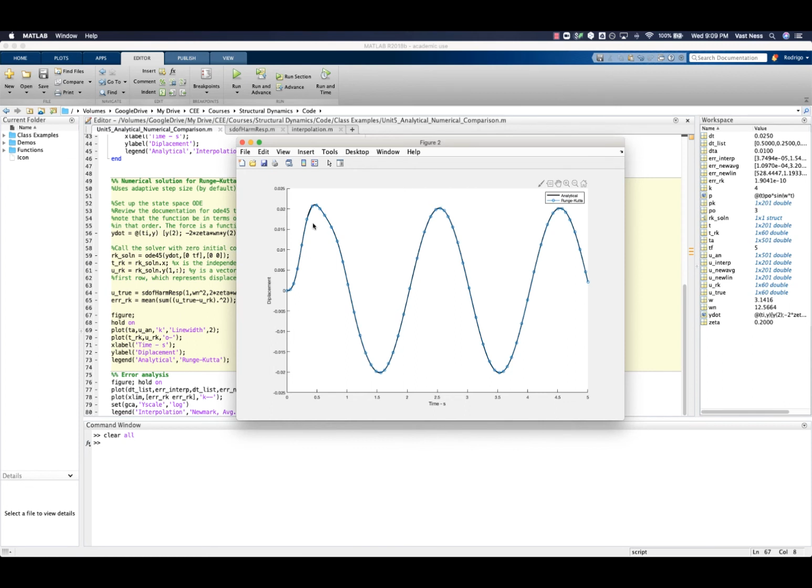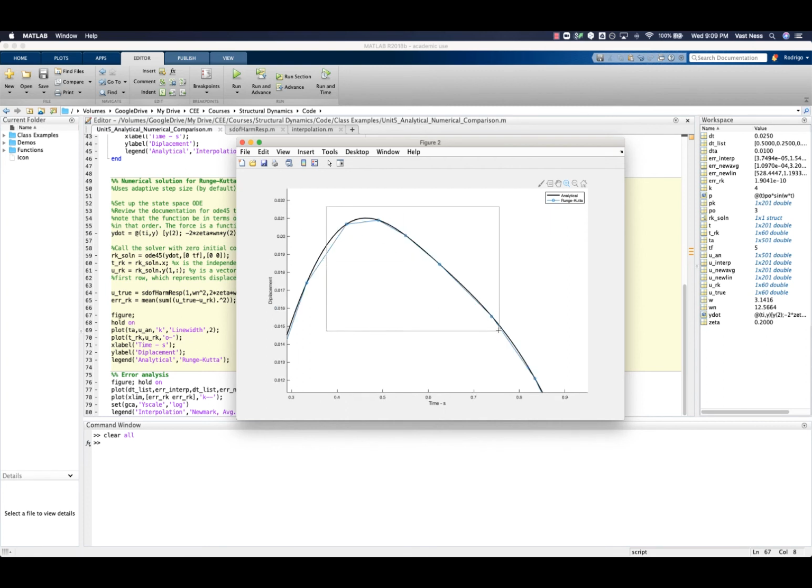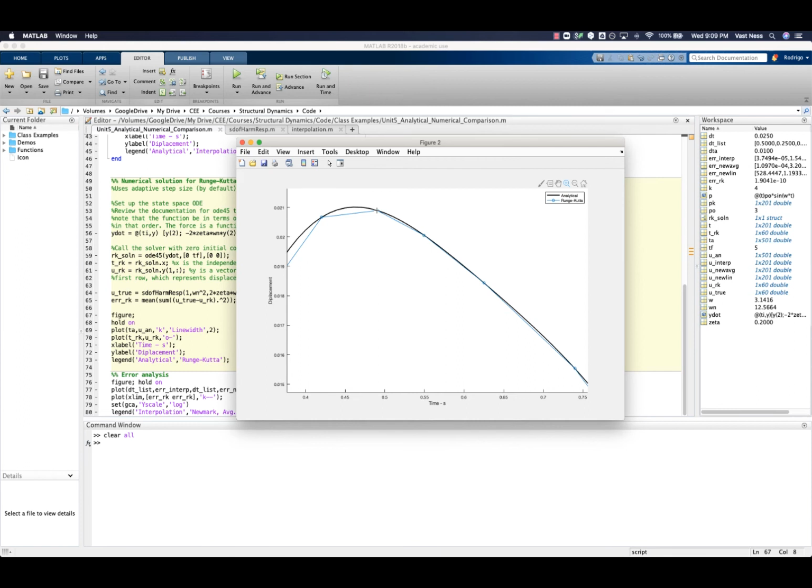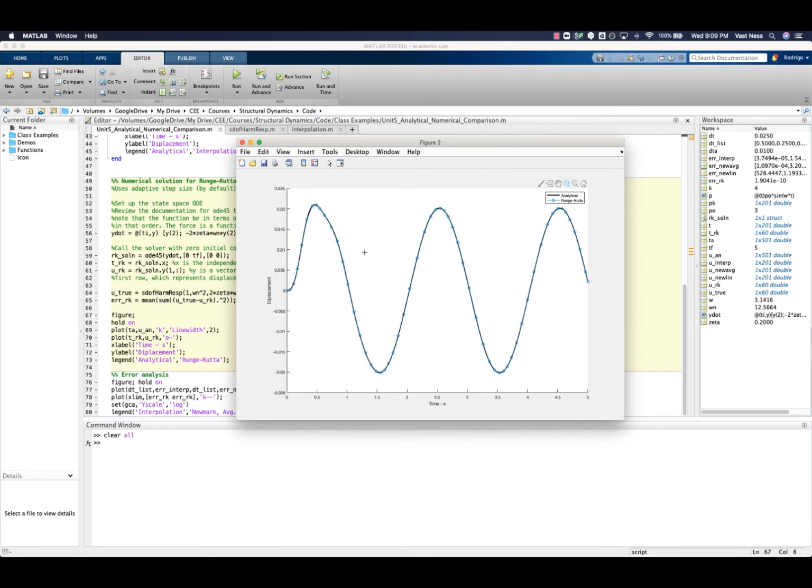We notice a couple of things. First of all, the result is extremely good. If we zoom in, it's almost impossible to notice any sort of error in the actual calculated values. So this is a great sign.